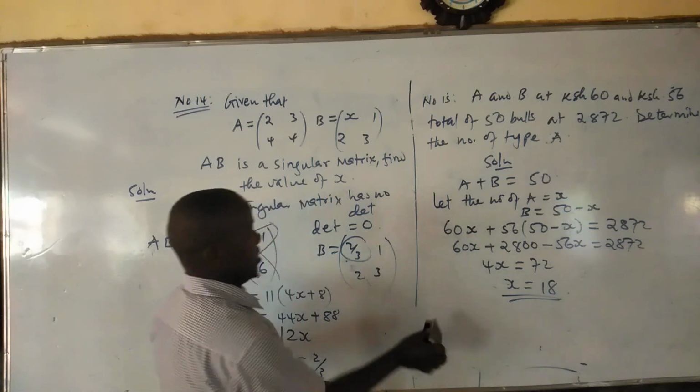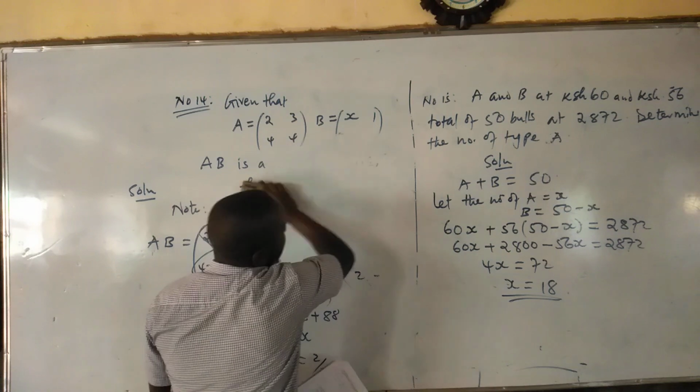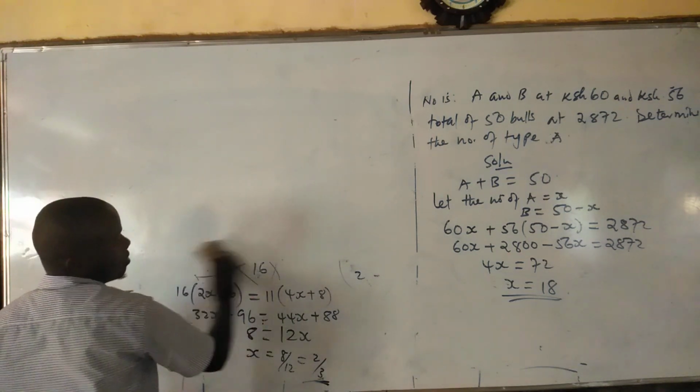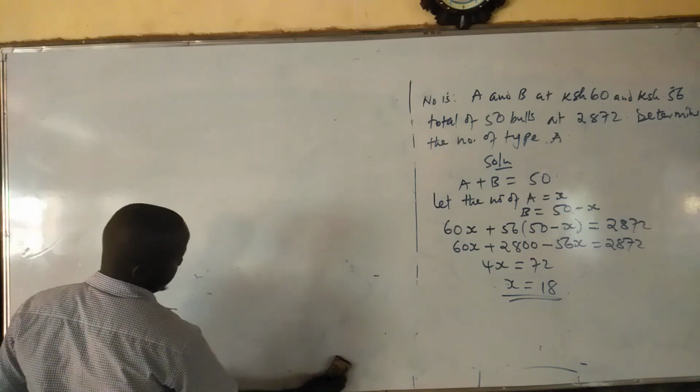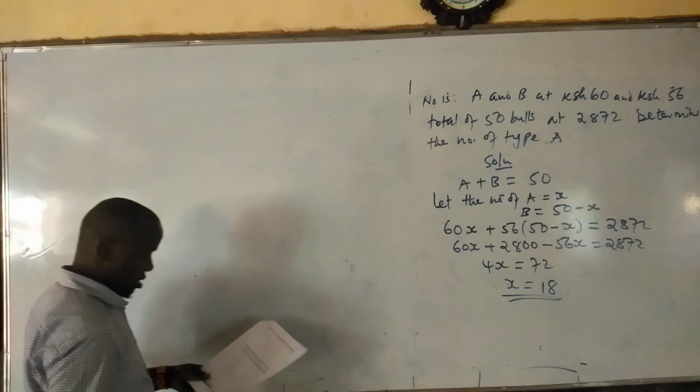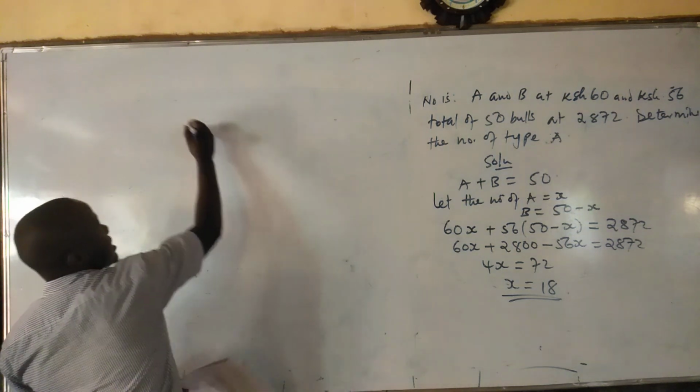The type A balls were only 18. So that's how they have gone about it. I'll be solving now number 16.